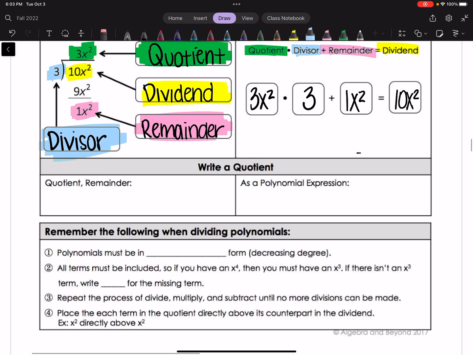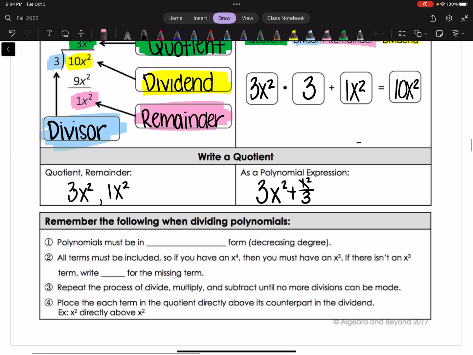Two ways that you can write a quotient. You can do a quotient comma remainder. So in this case, if we use this example, we could say that our quotient is 3x squared with a remainder of 1x squared. We can also write it as a polynomial expression. So this is where you write the quotient and then you add it as that fraction like we talked about in the first example. So this would be x squared over 3, because 3 is my divisor and x squared is my remainder.